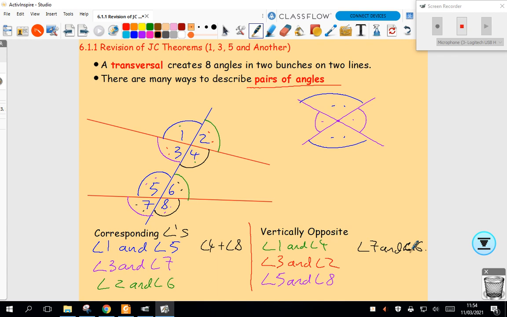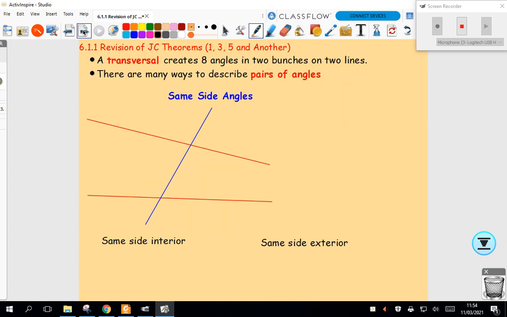So those are ways of pairing angles, and there are lots of different ways to pair angles. I'm going to be looking at other ways to pair angles, and you have to know the correct words to describe the pairs of angles. Here we have same side angles. Again, let me just number my angles: 1, 2, 3, 4, 5, 6, 7, 8.